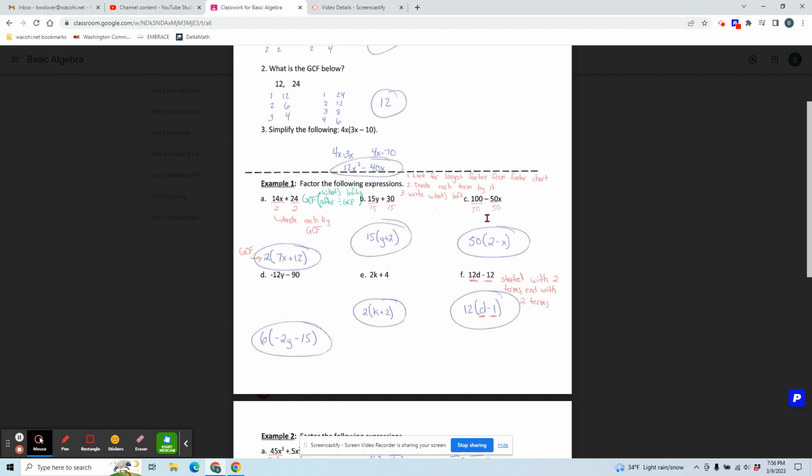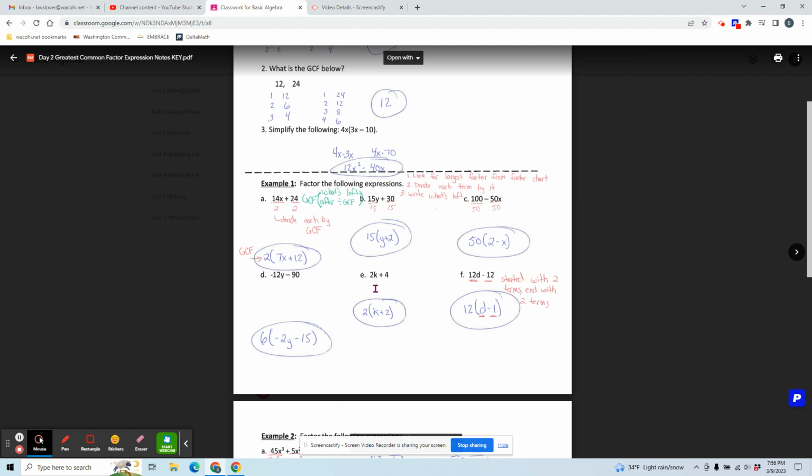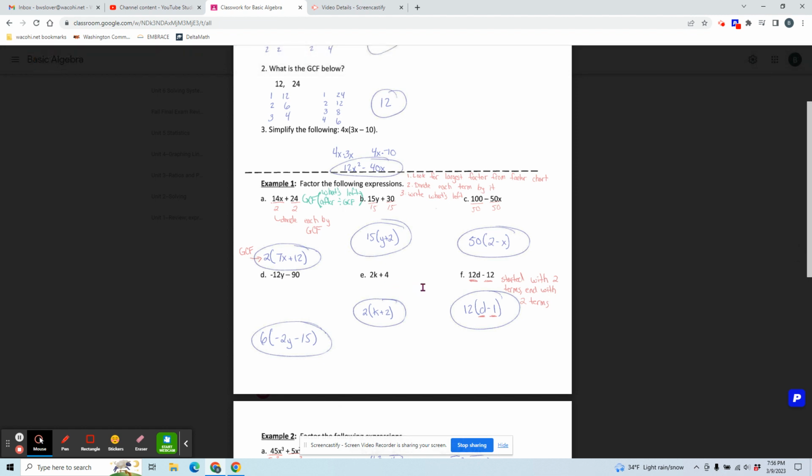Letter C, list my factors. My greatest common factor is 50. So I divide each by 50, and I end up with 50 times the quantity 2 minus x. I can do the same thing for letter D and letter E. I want to draw your attention, though, to letter F.